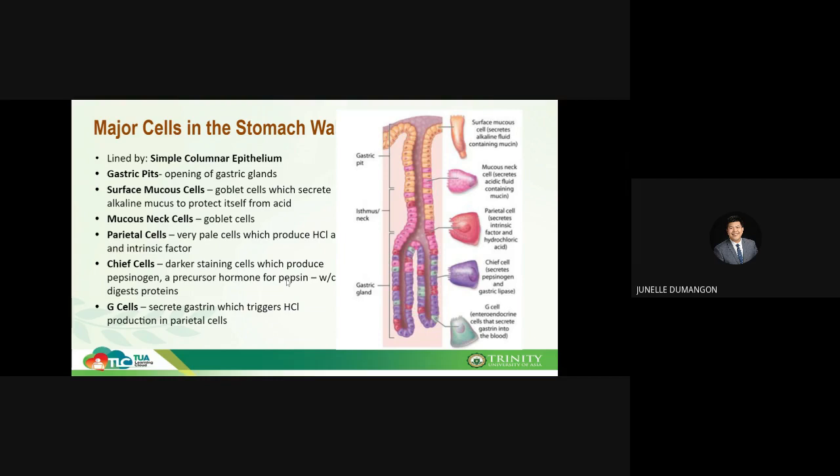So let me repeat that process, ha. G cells must first produce gastrin. And what does gastrin do? It triggers your parietal cells to produce hydrochloric acid. And what does hydrochloric acid do? It activates pepsinogen produced by the chief cells into its active form called pepsin. And when it is converted to pepsin, it will be able to digest proteins.